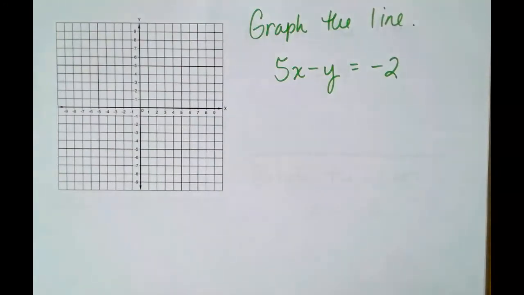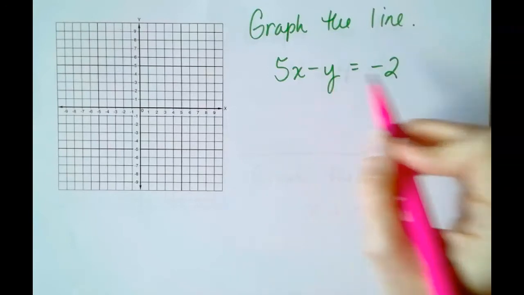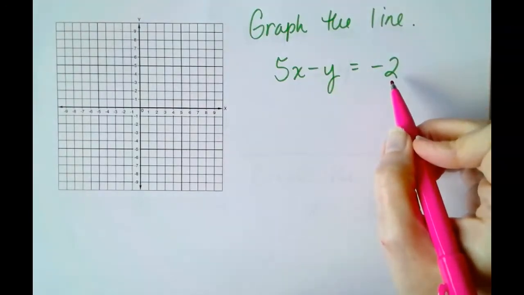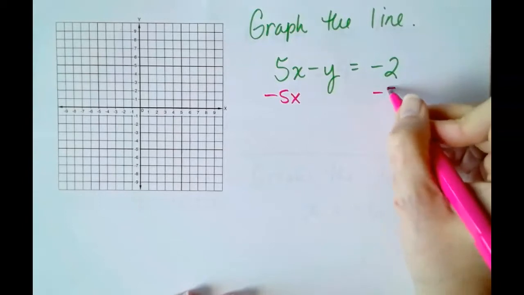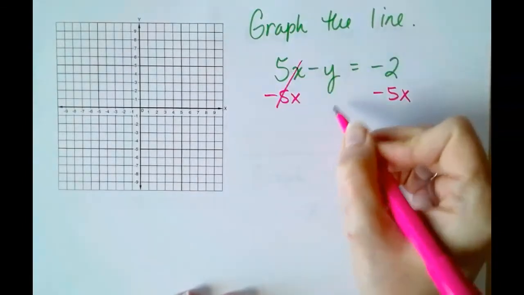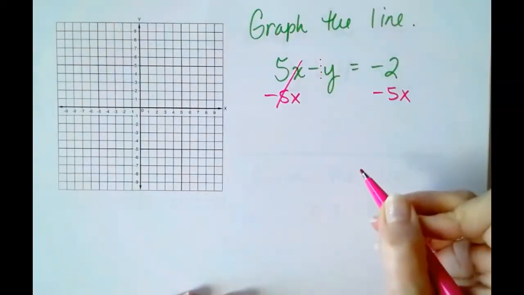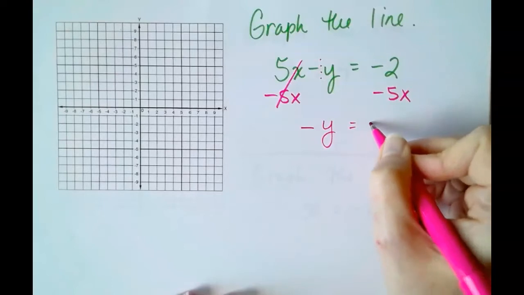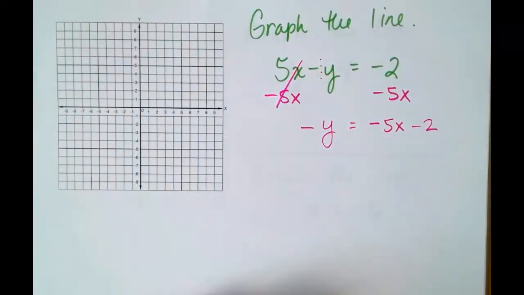Let's do it again. 5x minus y equals negative 2. Once again, solve for y by using inverse functions. So I will subtract 5x. And remember, this negative is negative 1y. So negative y equals negative 5x minus 2.